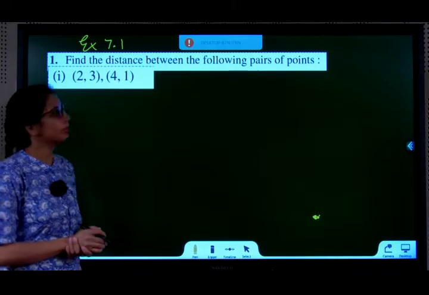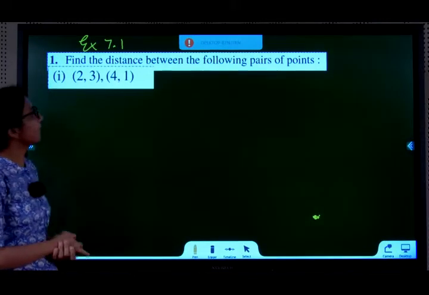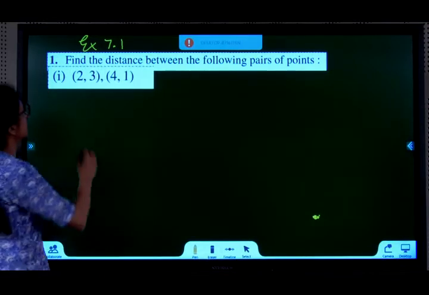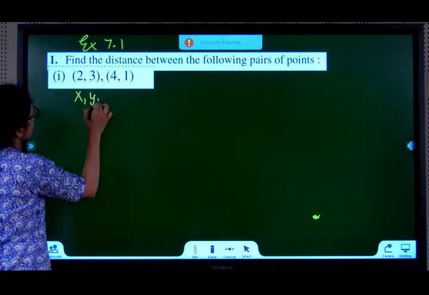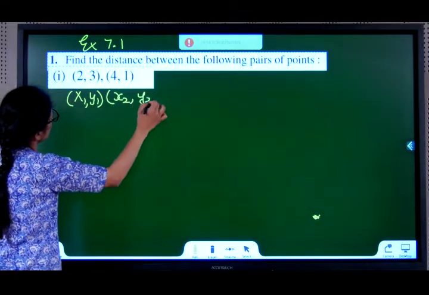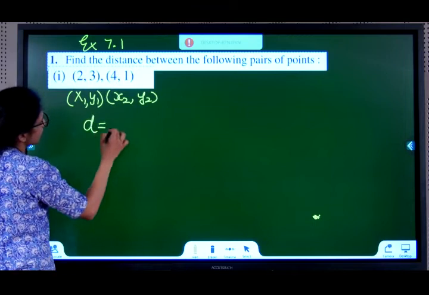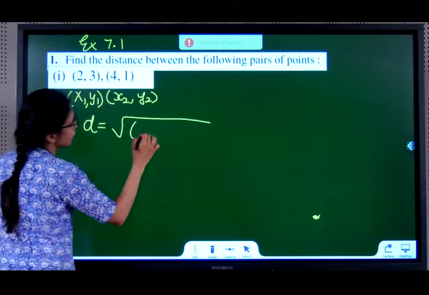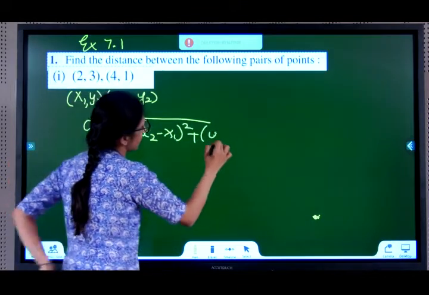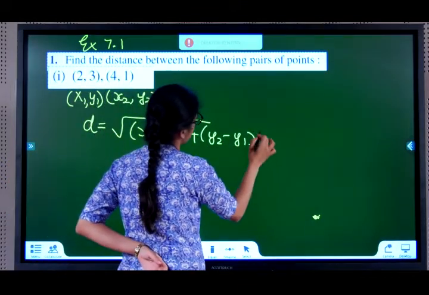Exercise 7.1, first question. Find the distance between the following pairs of points. They have given 2 points. So, we will take one to be x1, y1 and the other to be x2, y2. So, the distance is given as root of (x2 minus x1) the whole square plus (y2 minus y1) the whole square.